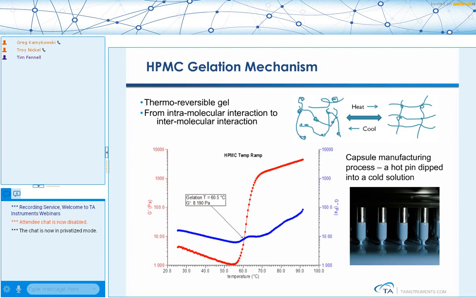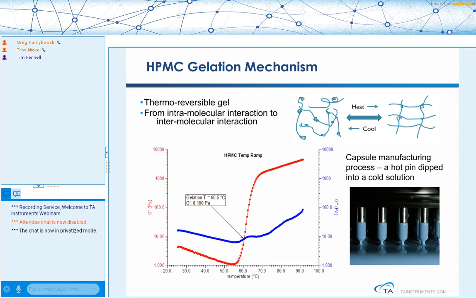So in this case, we're making capsules out of HPMC, and what's interesting in this graph is that we're doing a temperature ramp, and it begins as you would expect, where the material gets weaker as temperature goes up.